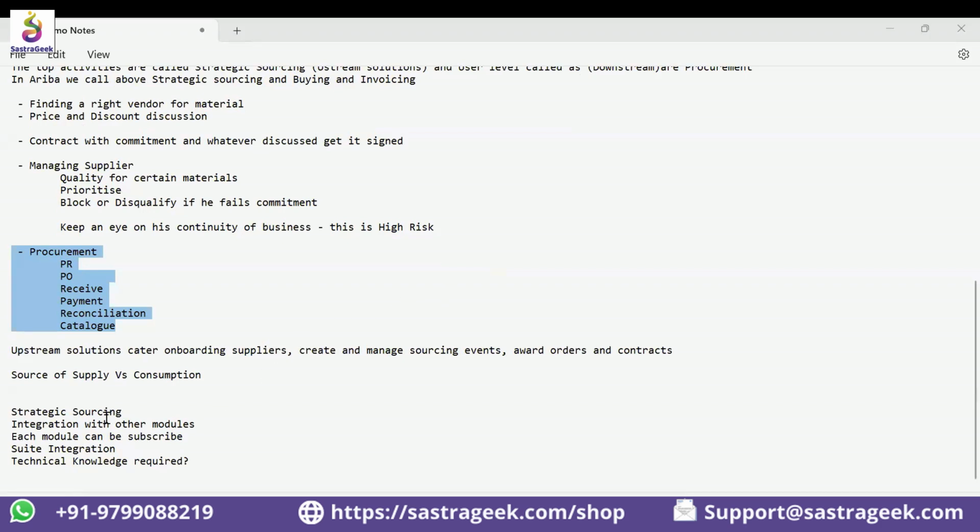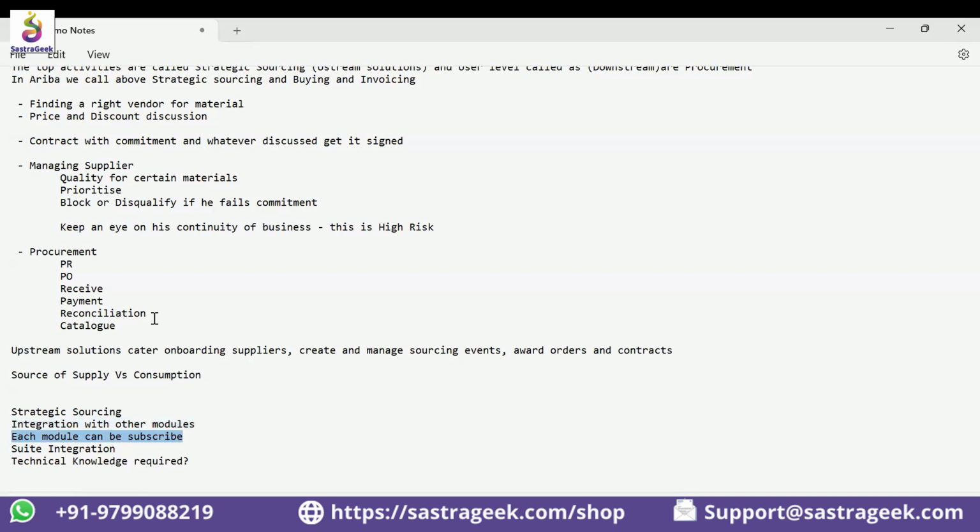Okay, strategic sourcing, I have just explained. Integration with other modules: Ariba is highly supportive in integrating with any ERP solution. Ariba is so flexible now. You can integrate with your Oracle system or Microsoft or even standard SAP ECC or S/4HANA. You can subscribe to each different module, individual modules also. For example, if you want to use only the sourcing module, you can use that.